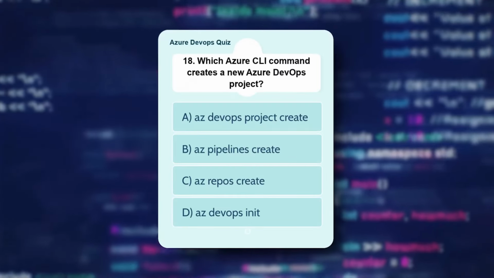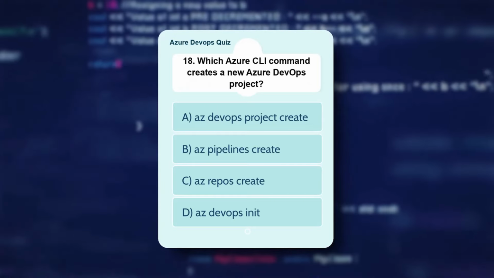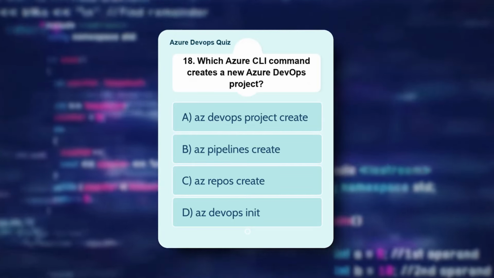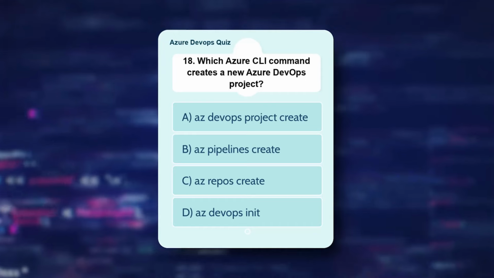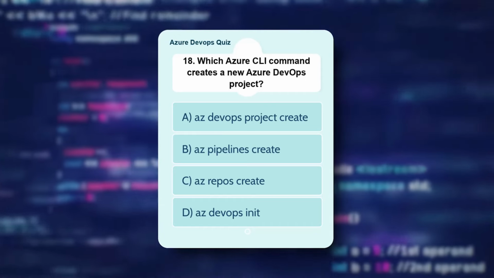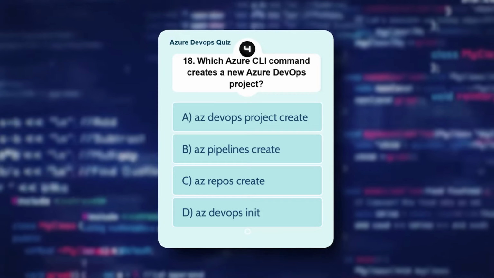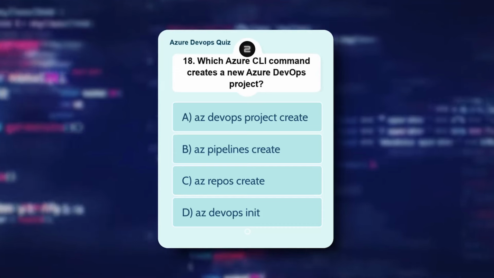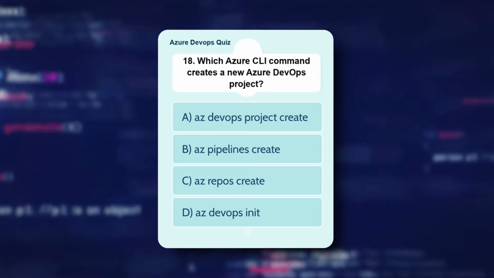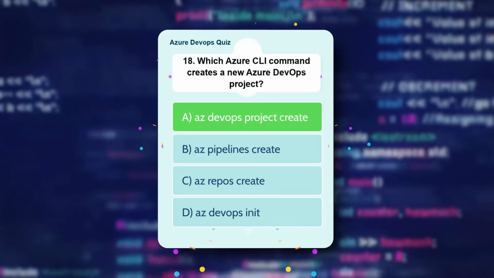18. Which Azure CLI command creates a new Azure DevOps project? A. az devops project create. B. az pipelines create. C. az repos create. D. az devops init. Answer. A. az devops project create.